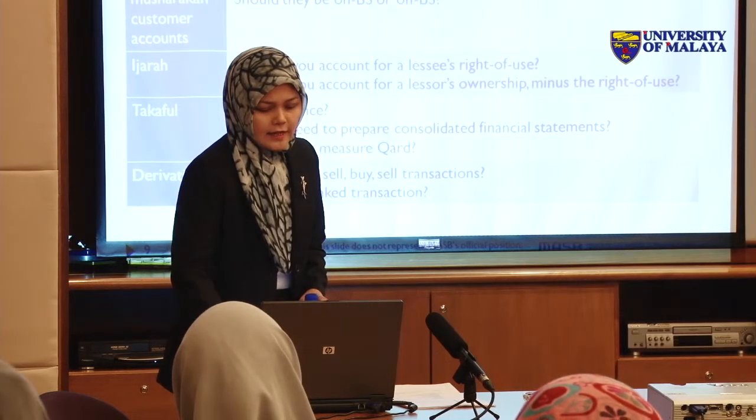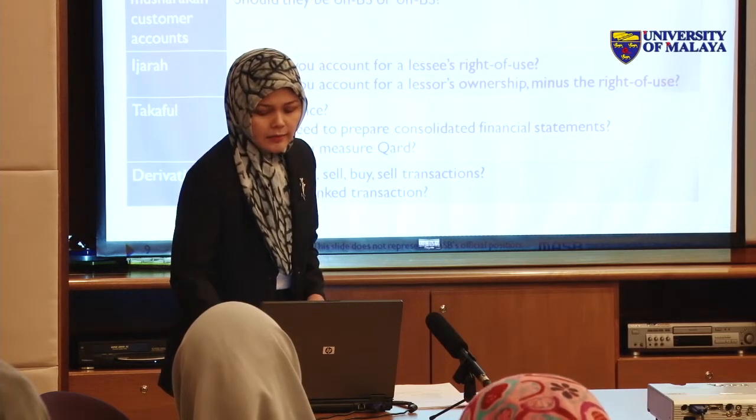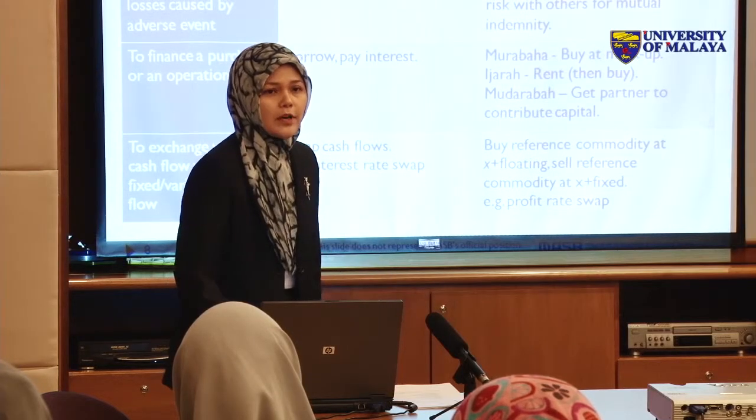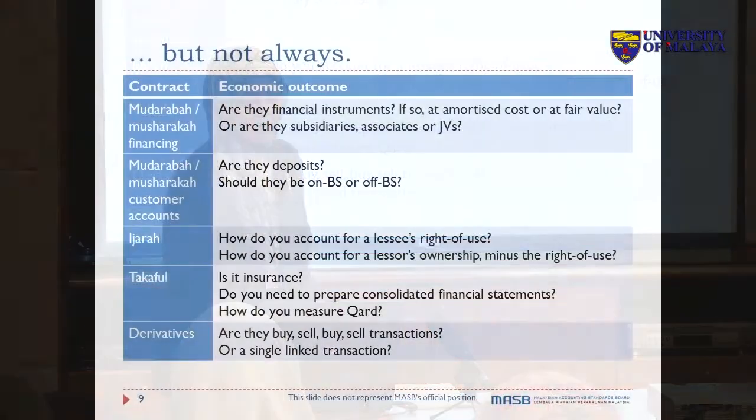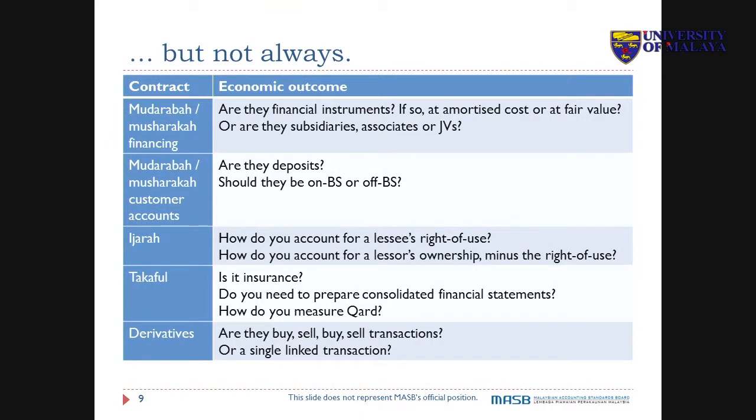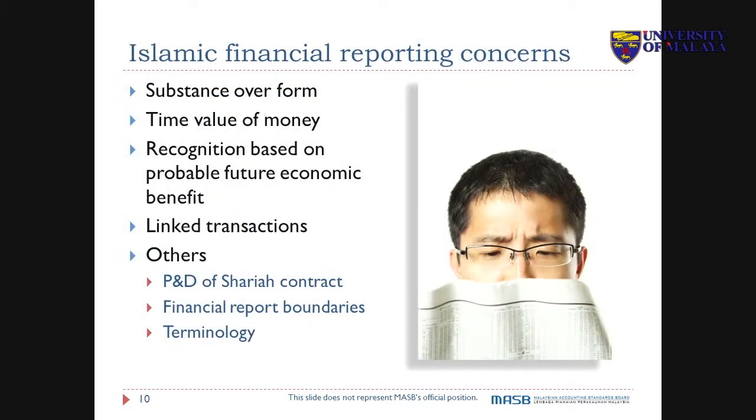Okay. And then, of course, derivatives, because like I said earlier, you use these commodity murabaha transactions to mimic a derivative, should they be considered as buy and sell transactions, or are they a single linked transaction? And we'll explain later what a linked transaction is in accounting. Okay. Basically, all these issues can be summed up into these concerns: substance over form, time value of money, recognition based on a probable future economic benefit, and linked transactions. These are the main issues that need to be answered when you are looking at your Islamic finance transactions.